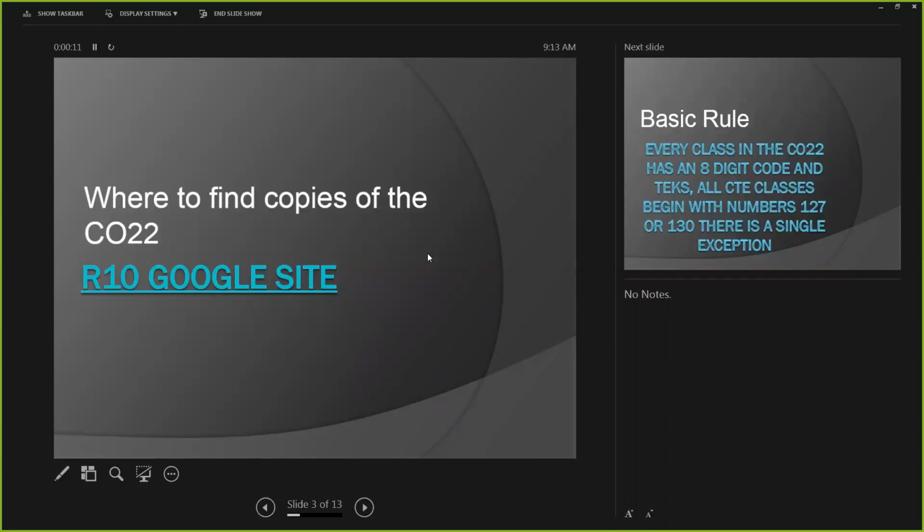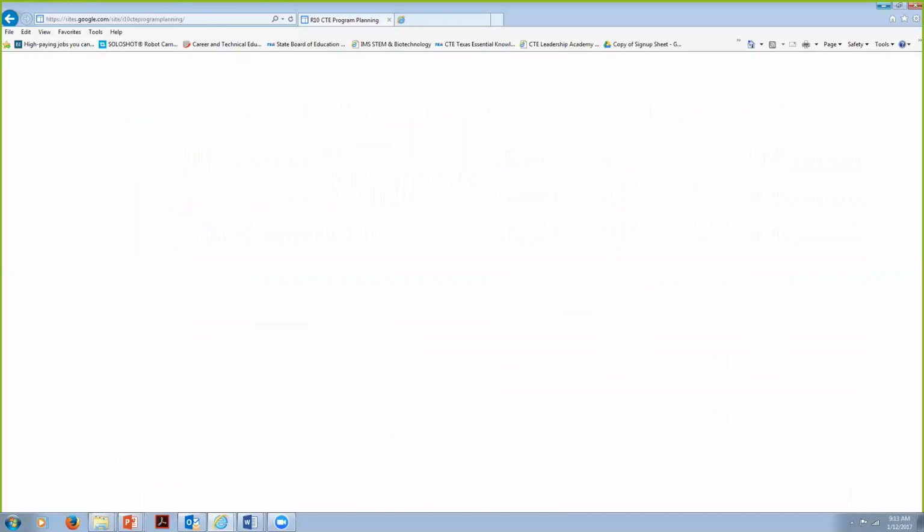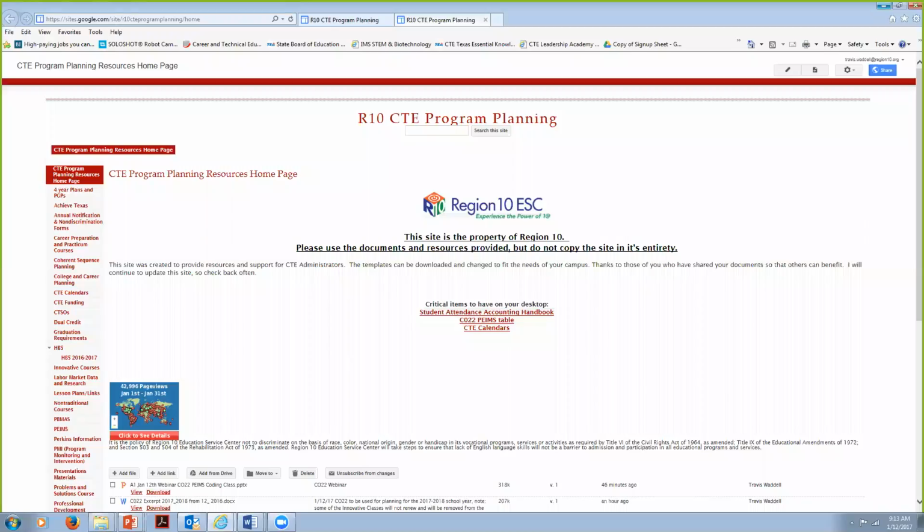Okay. So if we look where to find copies of the CO22, once again, if you follow our site here, you can click on this. If you downloaded the slideshow, I actually hyperlink that, so it would take you straight to the Region 10 website. I'll click on it one more time here. So you can find those documents.